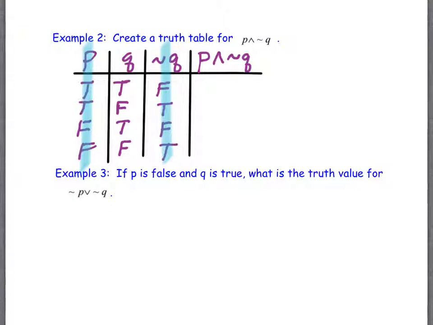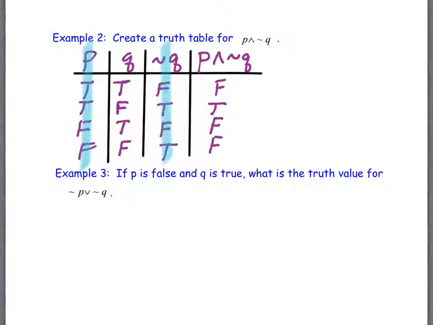So on the first row, I have a true statement and a false statement, which gives me false. On the second row, I have a true statement and a true statement, which gives me true. The third one and the fourth one both start out false, so they are both automatically false because they don't have two T's, or two trues, in them. And then you're done. That's how you create a truth table.